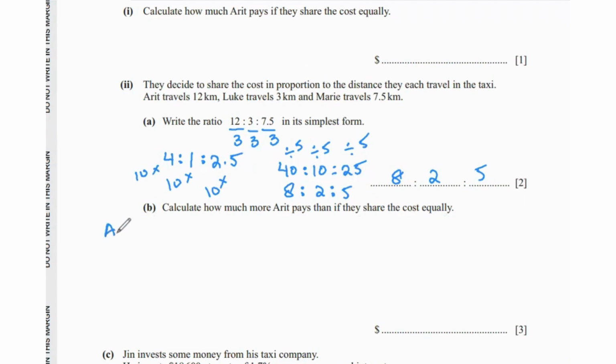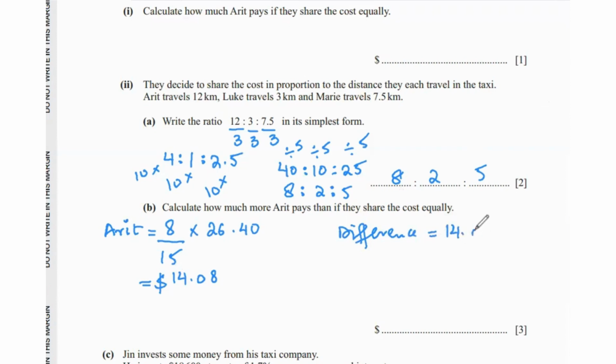Then calculate how much more Arif pays than if they shared the cost equally. So for his cost right now, it'll be 8/15 times 26.40, which gives us $14.08. So if we compare the cost, your difference is going to be 14.08 minus 8.8, and that leaves us with $5.28. That's your answer.